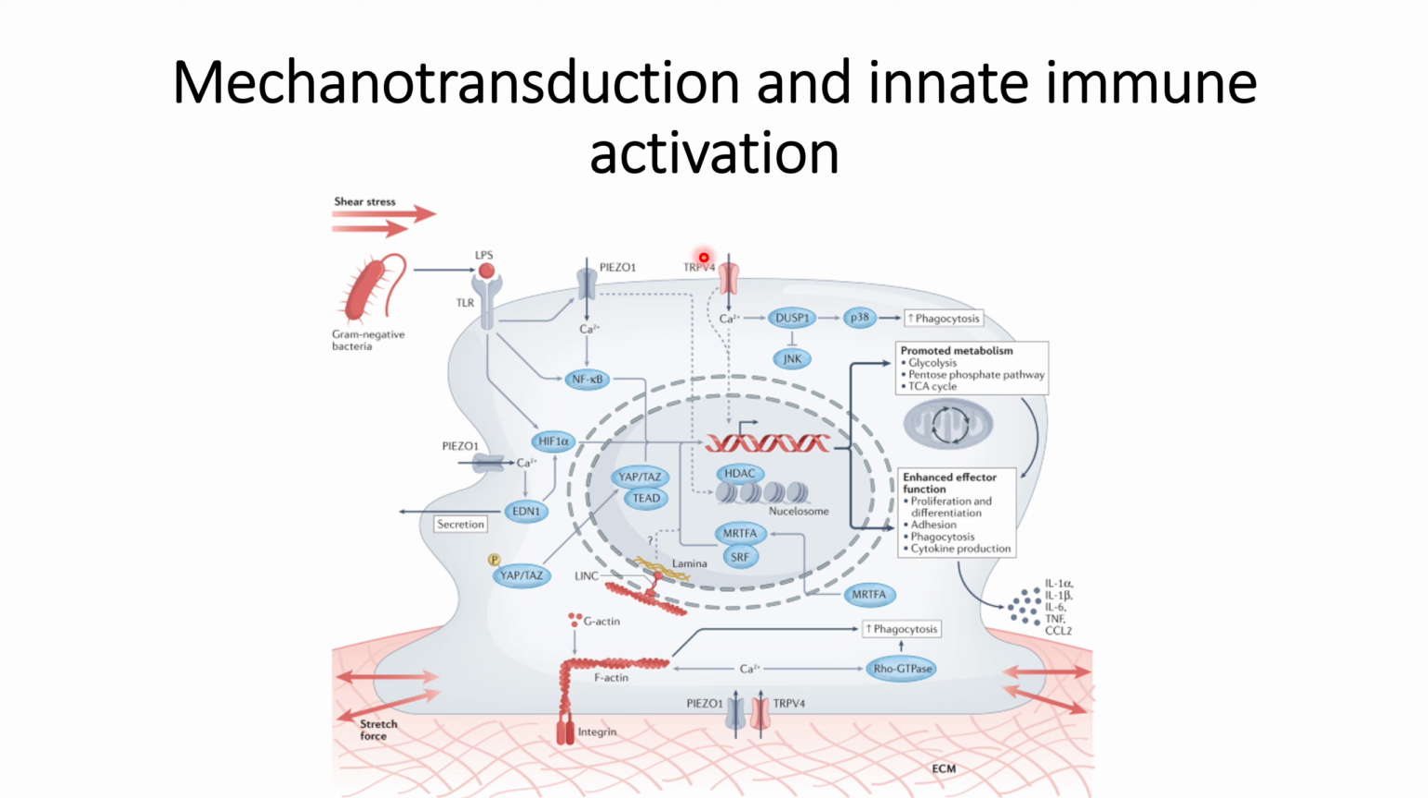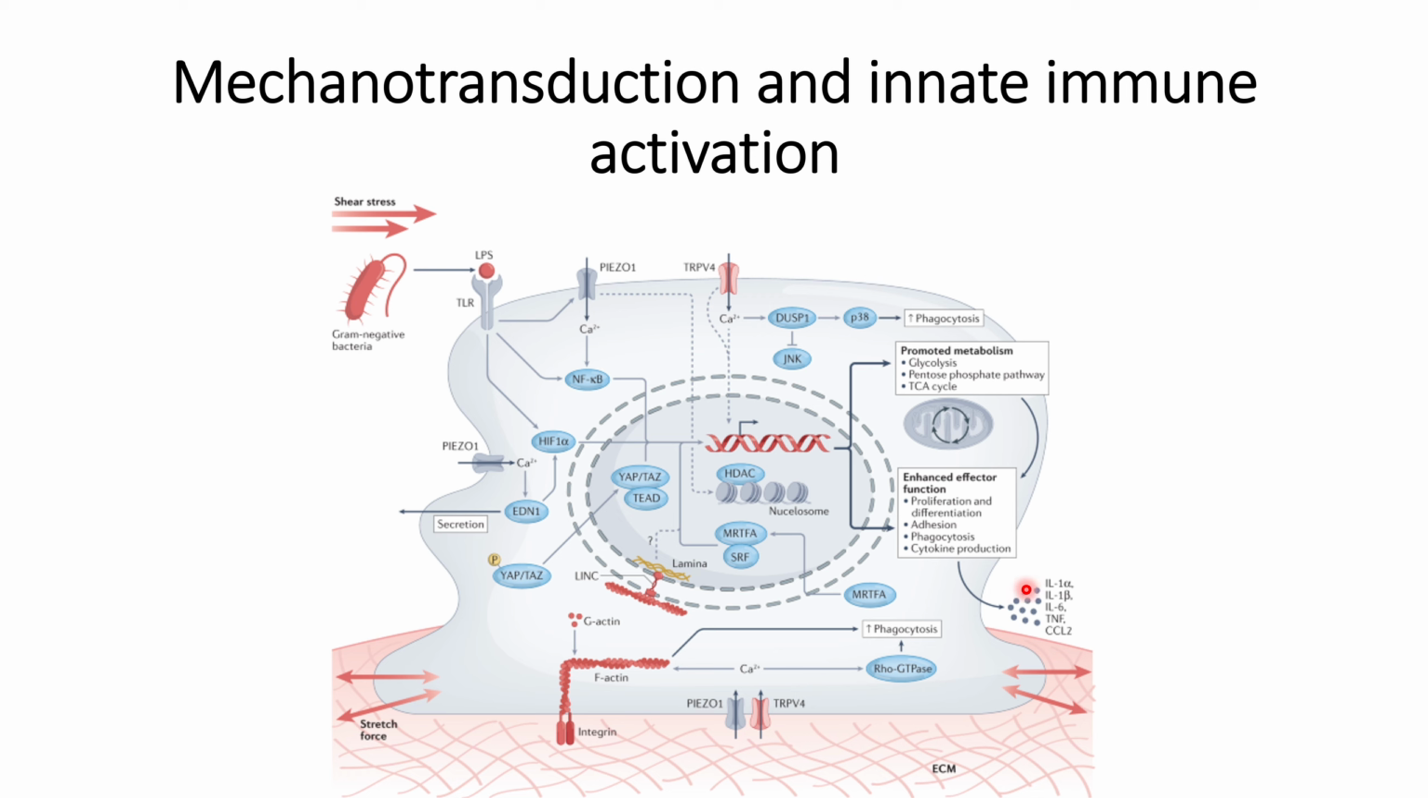And through this TRPV4 Ca2+ influx, it will also affect DUSP1, and that will affect p38, which will also cause upregulation of phagocytosis. At the same time, it will inhibit the JNK pathways, which are somewhat related to cell death pathways. And in terms of effector functions, it will lead to the upregulation of the cytokines.